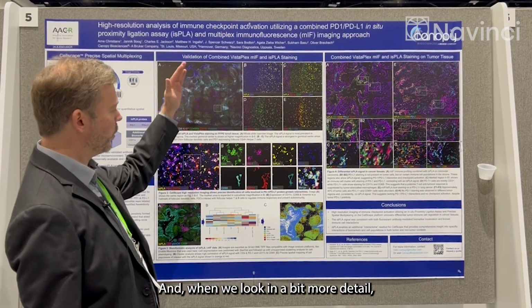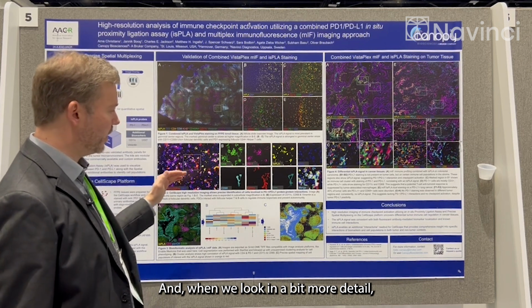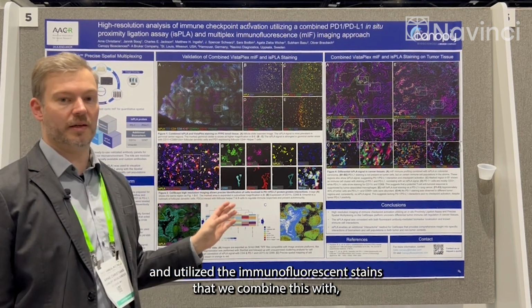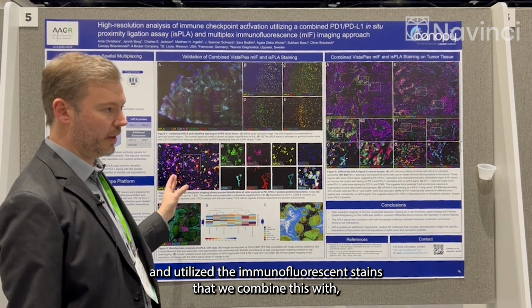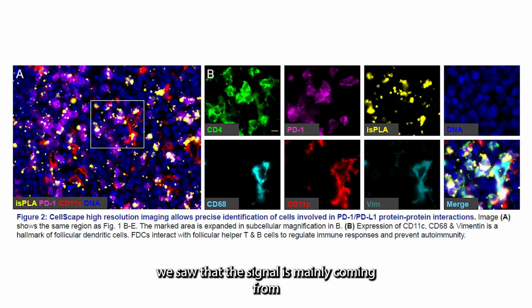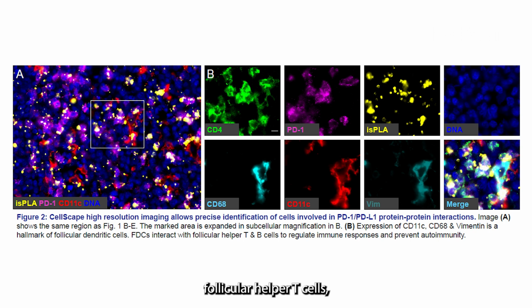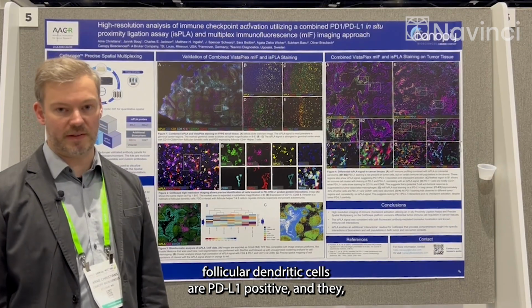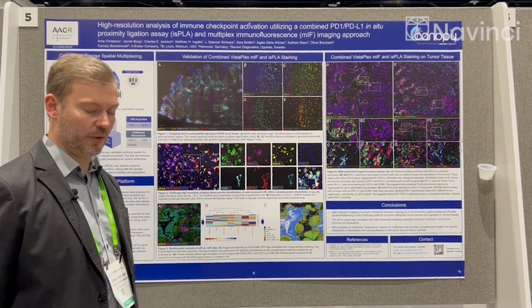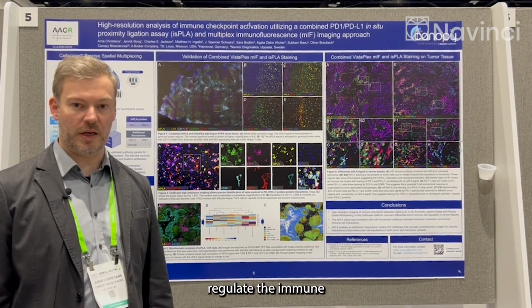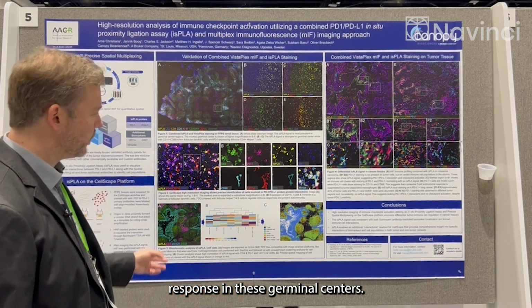And when we look in a bit more detail and utilize the immunofluorescence stains that we combined this with, we saw that the signal is mainly coming from follicular helper T cells and follicular dendritic cells. So the follicular helper cells are PD-1 positive, and the follicular dendritic cells are PD-L1 positive, and they regulate the immune response in these germinal centers.